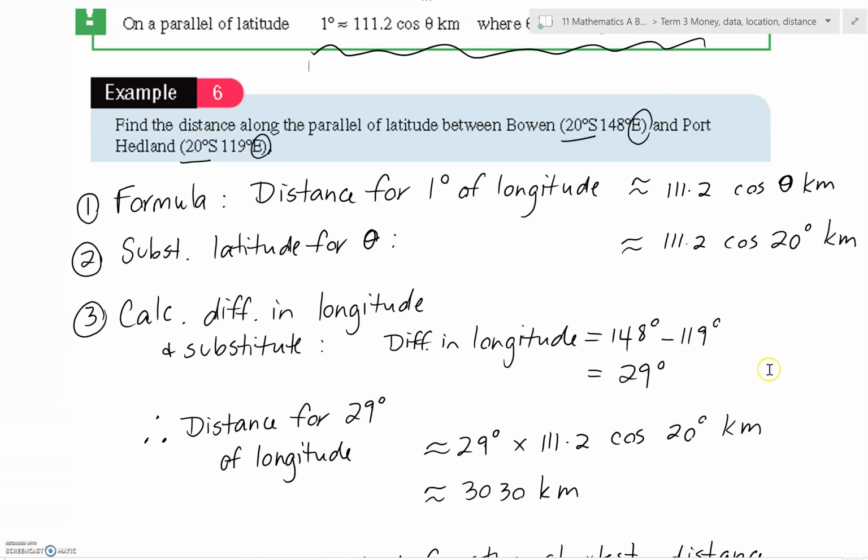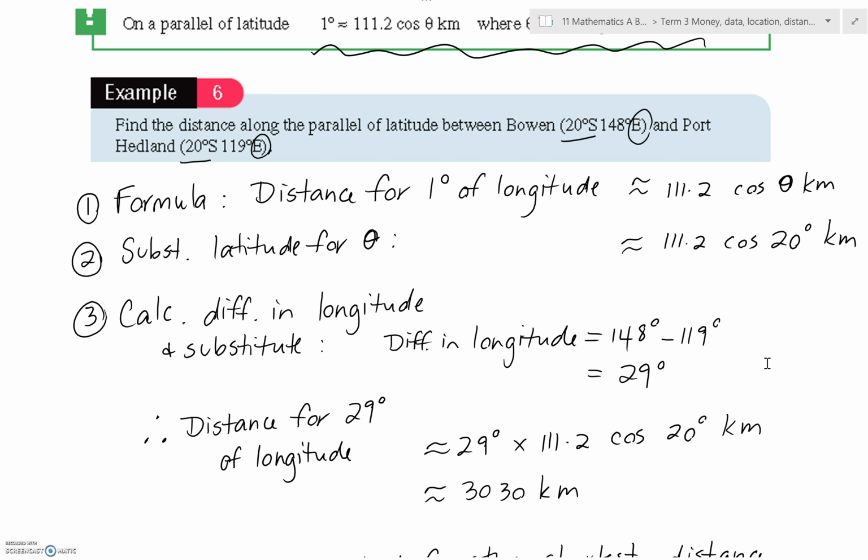So find the distance along the parallel of latitude between Bowen, which is at 20 degrees south, 148 degrees east, and Port Hedland, which is at 20 degrees south, 119 degrees east. So first thing you should do is write down the formula. Distance for 1 degree of longitude is, and it's approximate, notice, 111.2 cos theta kilometers.